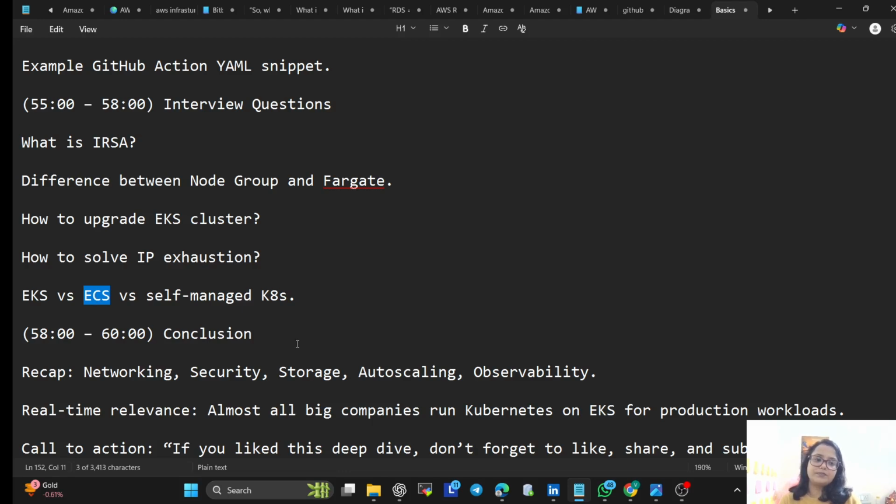Now, at last, I'll just recap. In networking, VPC, CNI, network policy will be there. And in security, if you are talking about that, IAM or IRSA will be there. For storage, EBS or EFS will be there. And autoscaling, that is horizontal pod autoscaler, cluster autoscaler, Karpenter will be there. And for observability, Prometheus, Grafana or Fluent Bit will be there. Real-time relevance, if you are asking, most enterprises run production workloads on EKS itself.